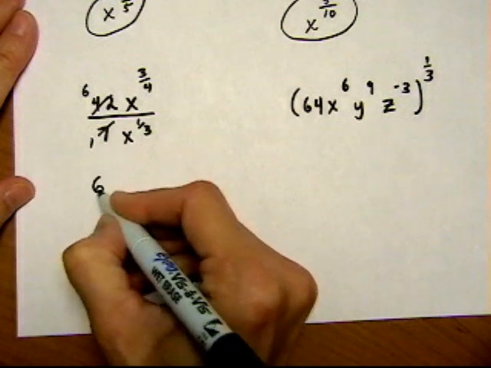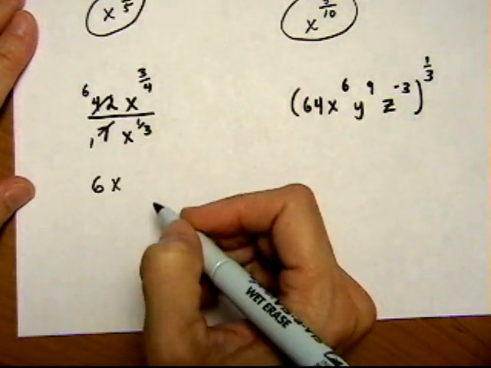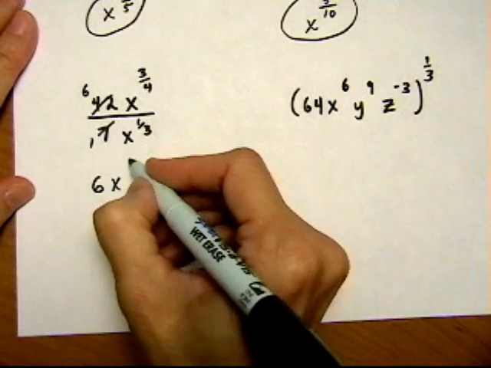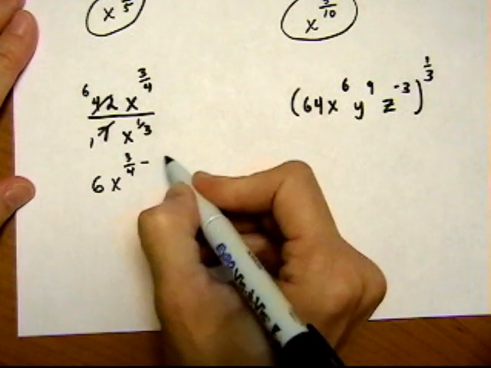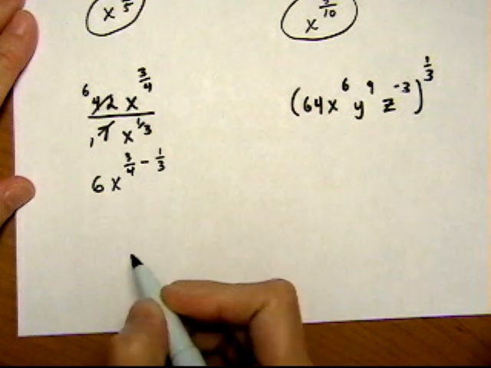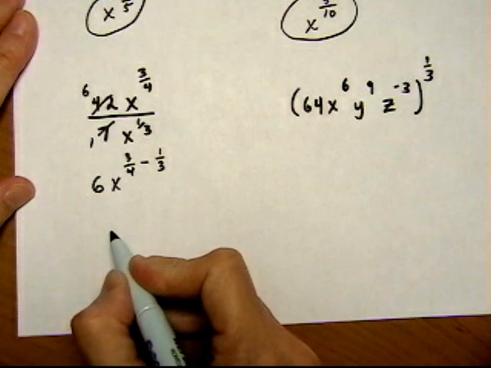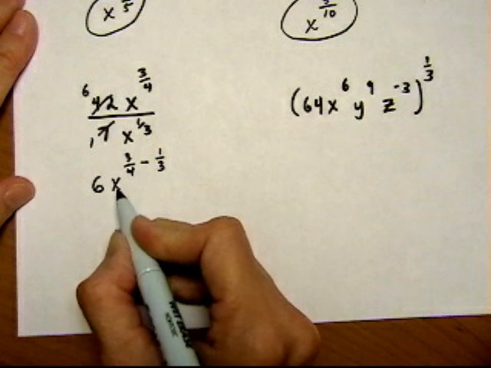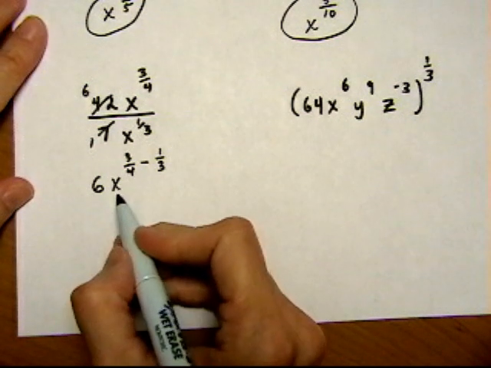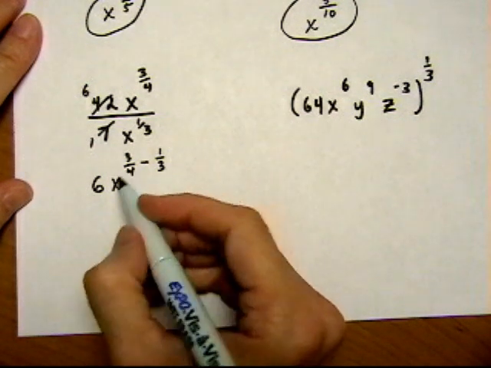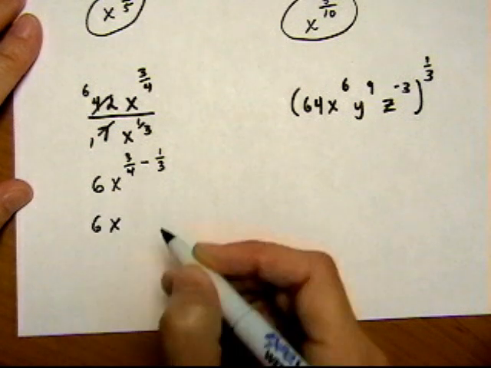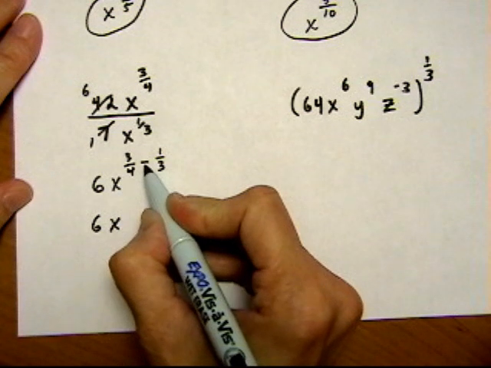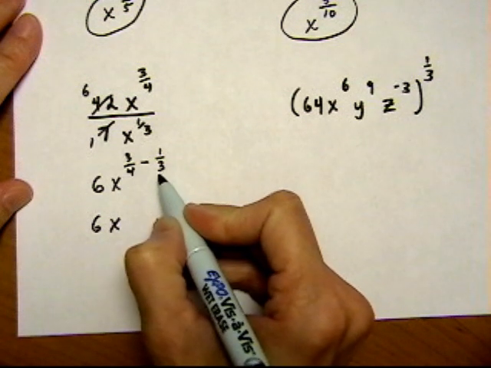So we get 6 and then x to the 3/4 minus 1/3. And it's always the top exponent subtract the bottom exponent. And notice that we're not putting anything in the denominator here. We're going to leave the base in the numerator of our final expression. And that gives us 6x to the, and now we have subtraction of fractions, so we do have to worry about common denominators.